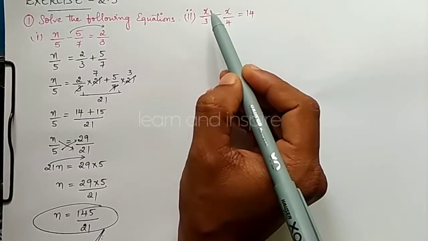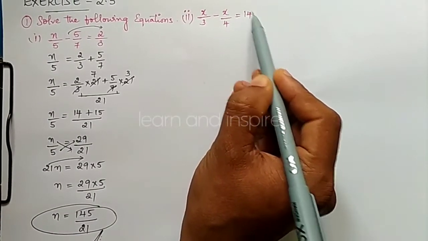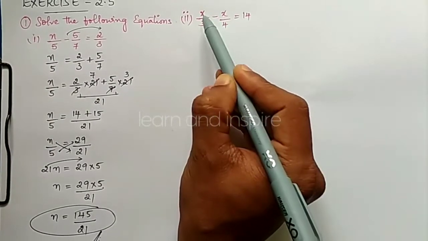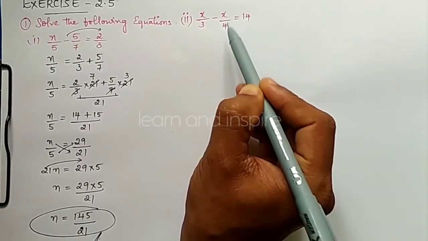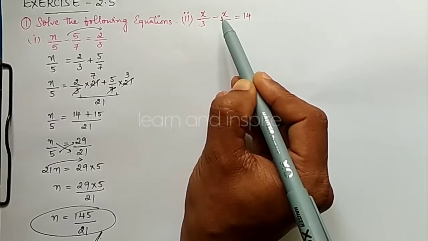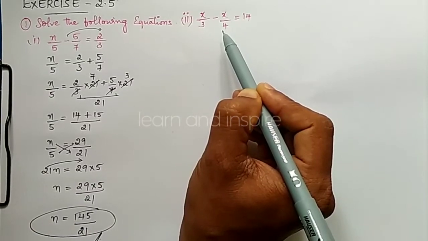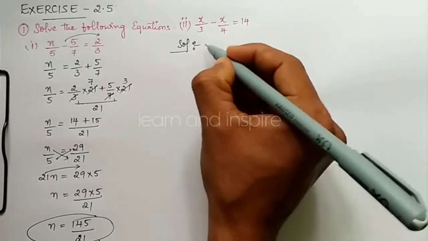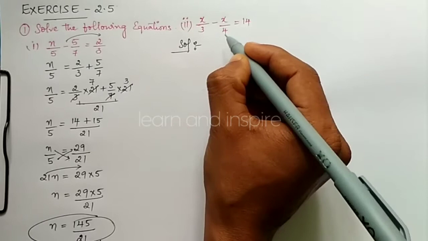Next, the second one: x by 3 minus x by 4 is equal to 14. In this equation we have two terms of the variable x. x by 3 is one term and x by 4 is another term. In these two terms we have the same variable x. So first we have to take the LCM of 3 and 4. The LCM of 3 comma 4 is how much? Yes, 12. 3 into 4 is 12.